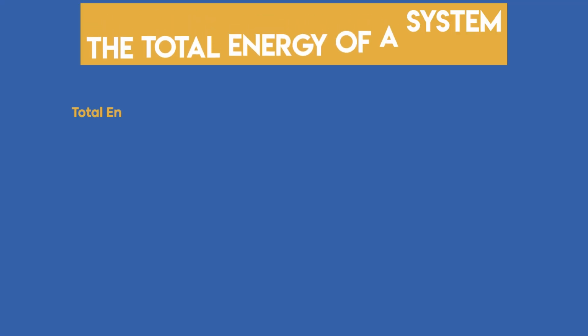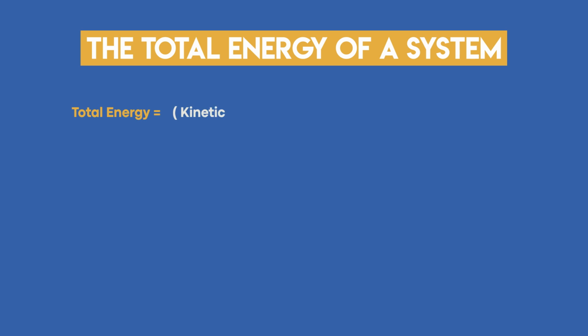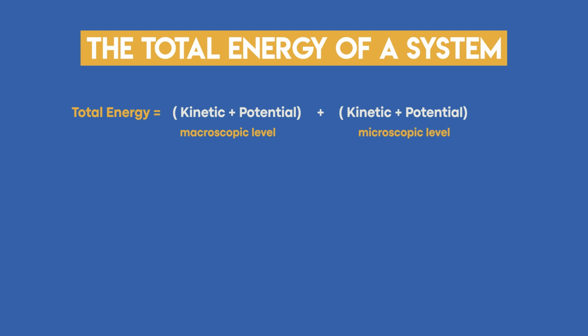So now that we know all the components of energy, we can say that the total energy of a system is equal to the sum of kinetic and potential energies at the macroscopic level and the sum of kinetic and potential energies at the microscopic level. As we just saw, the sum of kinetic and potential energies at the microscopic level is nothing but the internal energy of the system. Now let's assume we want to change the total energy of the system.